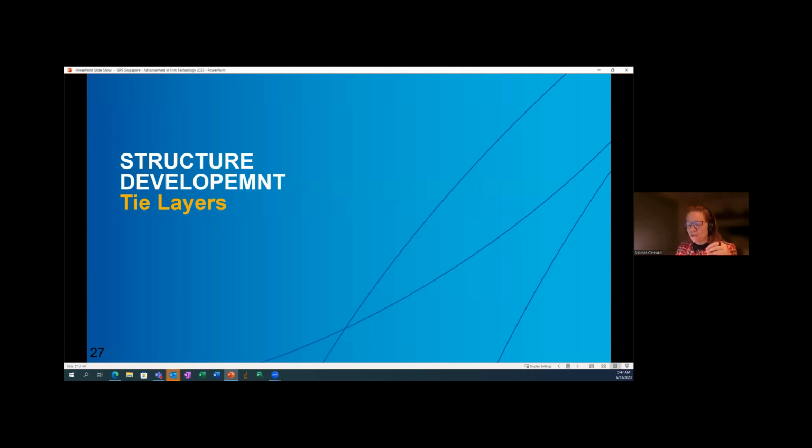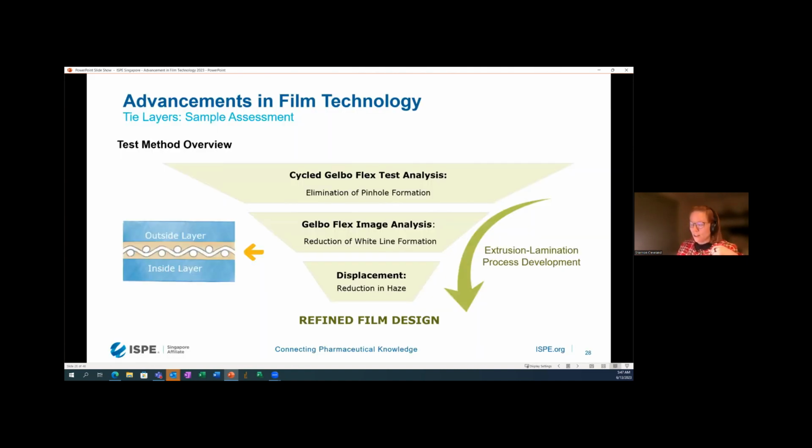So the nylon mesh required careful selection and process development for the tie layers to successfully incorporate the mesh. And so here I show how we did this evaluation. A multi-stage development plan was followed to refine the tie layer resin selection and the extrusion lamination process.